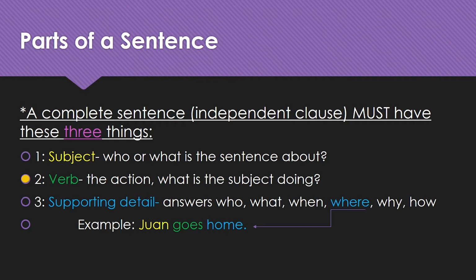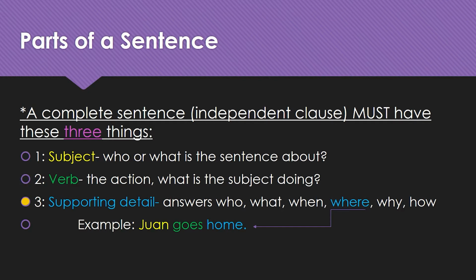The verb is the action. So what is that subject doing? A supporting detail is pretty much just adding to the sentence, kind of answering a who, what, when, where, why. That kind of gives extra information for the sentence.